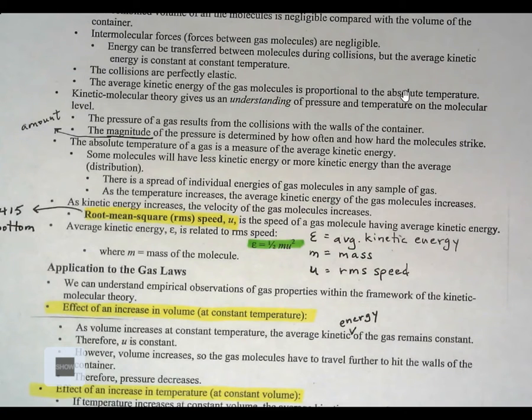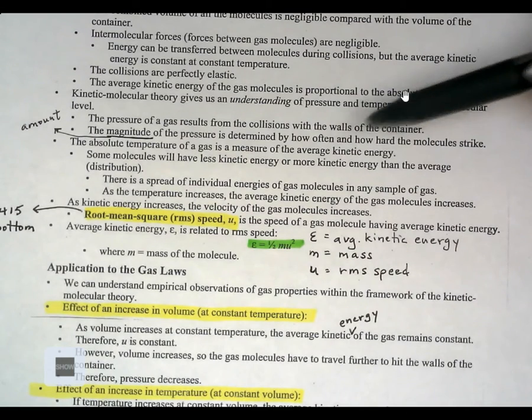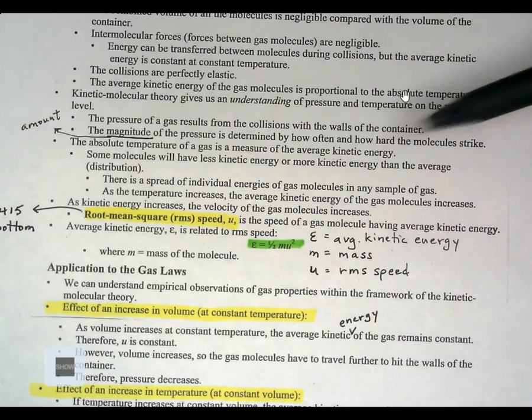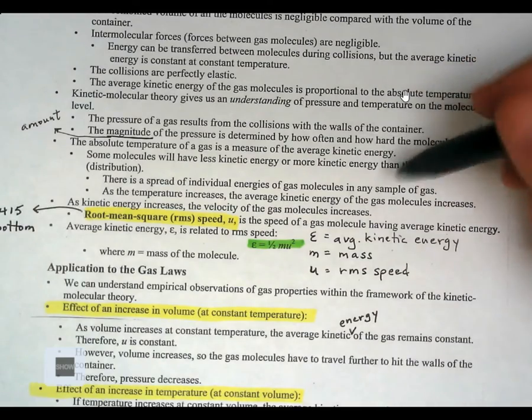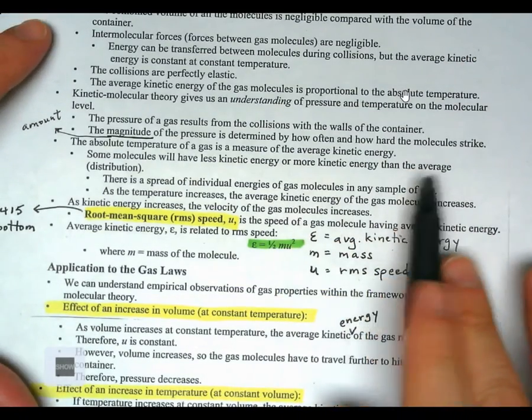One, you can make the molecules strike the wall more often or less often. That'll change the pressure. Or two, you can make the molecules strike the walls harder or softer, and that'll change the pressure. Make sense? So two different things.